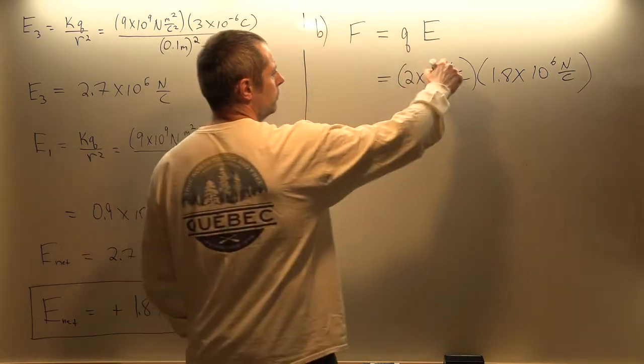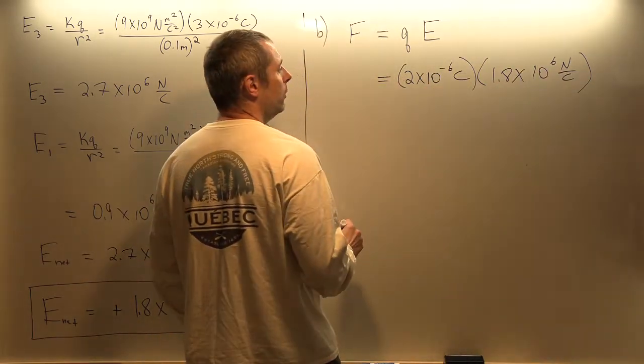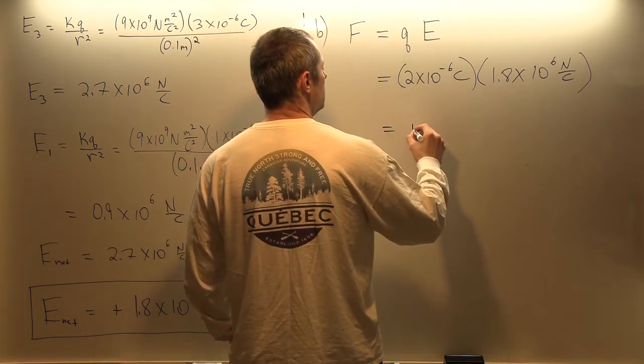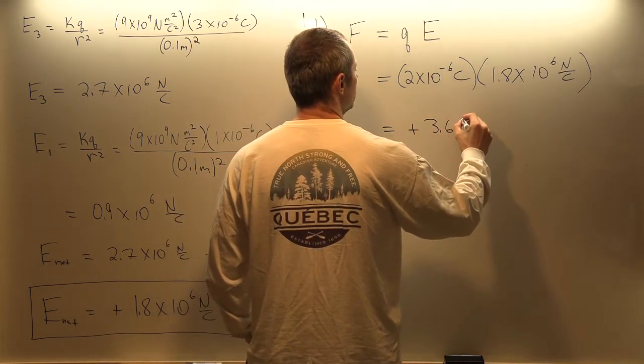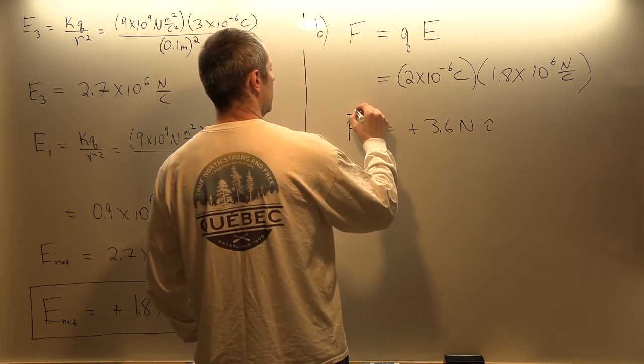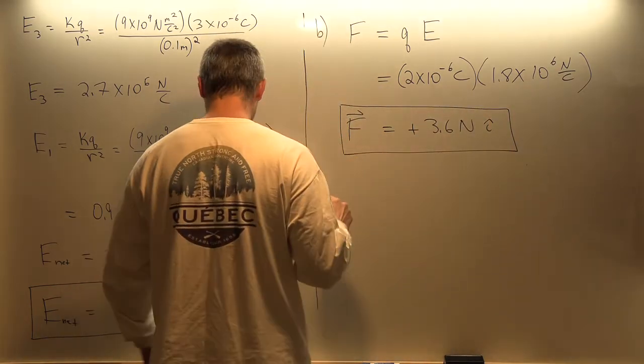And you see the coulombs units go away. The 10 to the 6th and 10 to the negative 6 go away. And what we get is 3.6 newtons in the x direction. So maybe we'll write it this way, 3.6 newtons i hat. Put a vector sign over there. I guess I could have put a vector sign over there also.